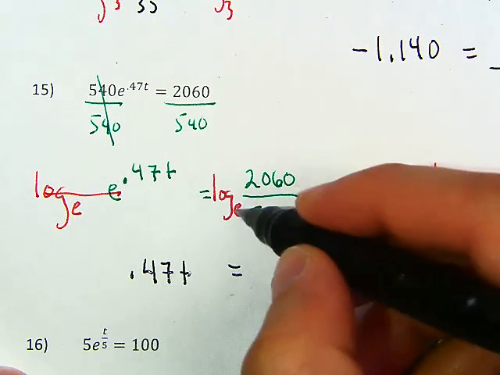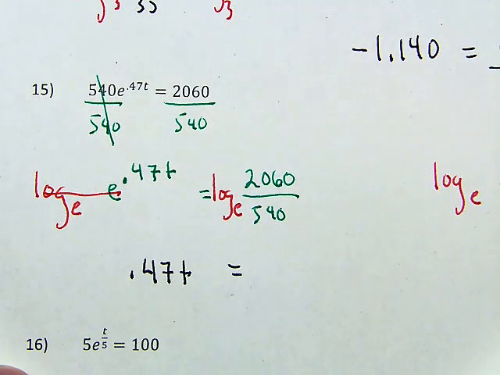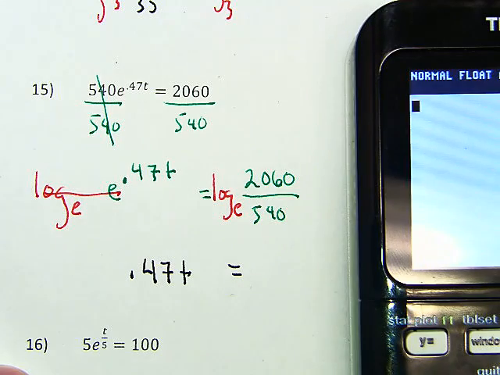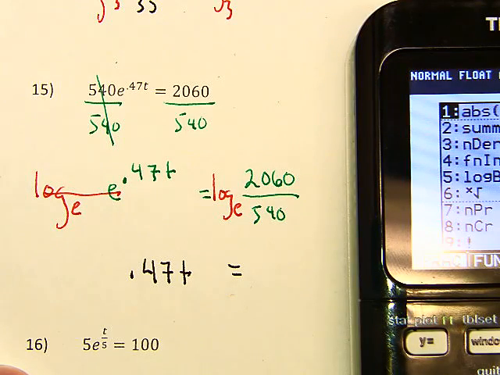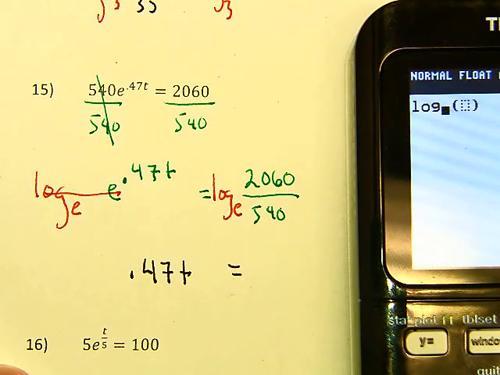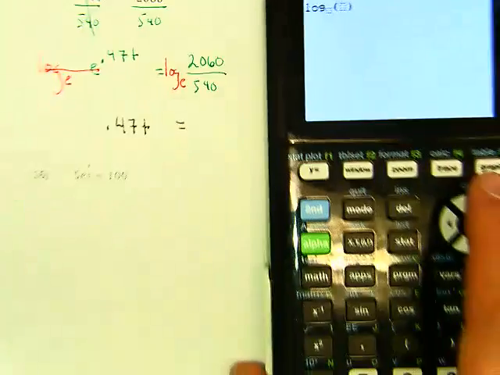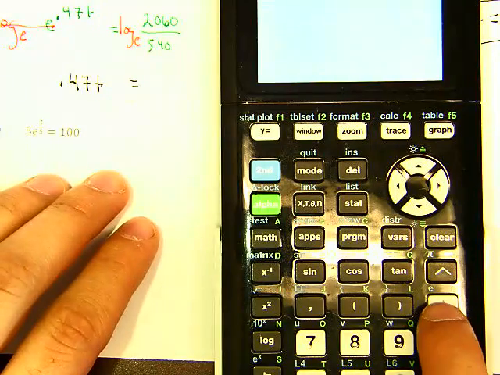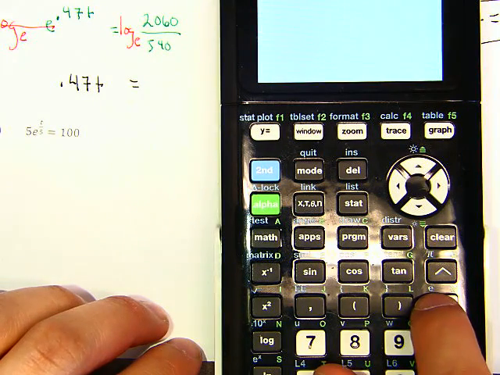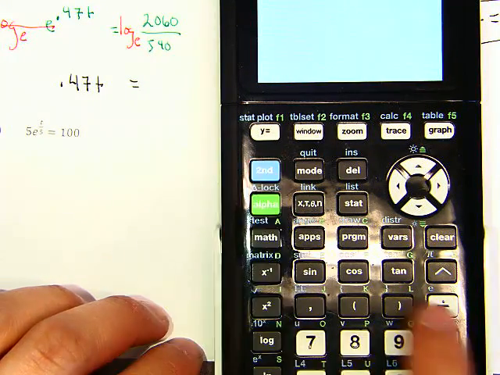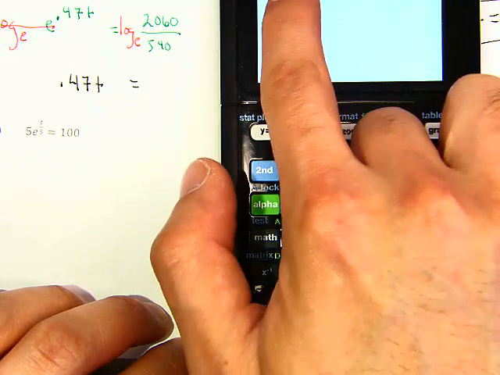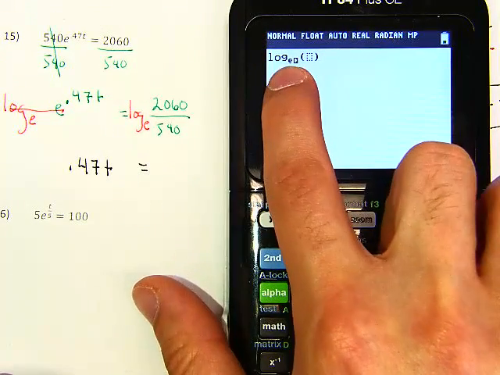0.47t is equal to whatever this is. So let's see what this is when we put it into the calculator. Here we're going to go alpha window, we go to log base, and then how do you put in e into your calculator? If you look at the division symbol over here, there's an e. So you just hit second, the division symbol, and then you have log base e here.